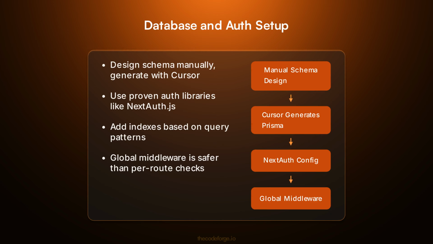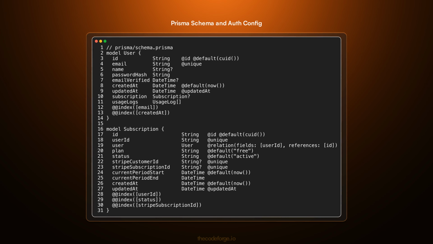This Prisma schema was designed manually and generated by Cursor. Note the indexes on email, createdAt, userId, and status. These are critical for query performance. AI-generated schemas often miss indexes, so always review and add them based on your access patterns.